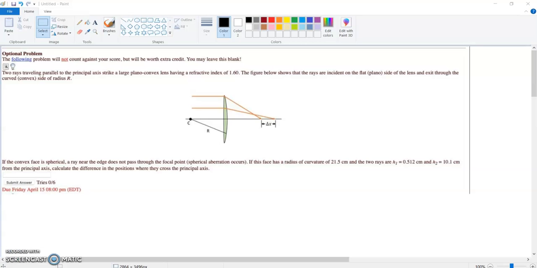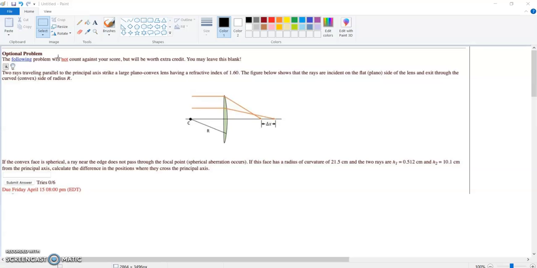All right, so this is the last question, and to be honest, it's very tricky. I'll try to solve it, but it's an optional problem, so it will not count against you. You may leave this blank, so that's a good thing. But I'll try to solve it and explain it as much as I can. It does have to deal with a lot of angles and a lot of mathematical stuff.